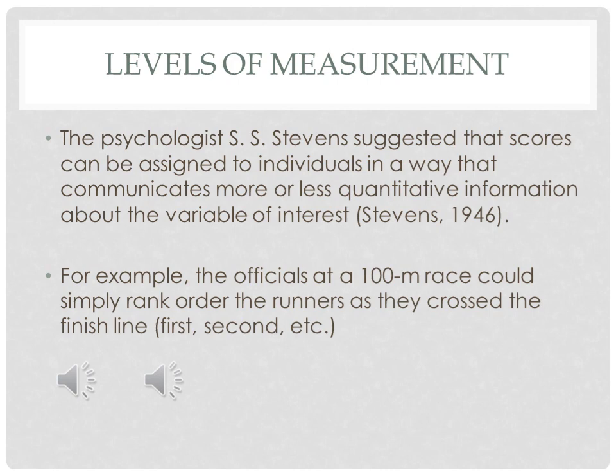And here we can see an example of how it can be done, how it can be assigned. For example, the officials at a 100-meter race could simply rank order the runners as they cross the finish line, like first, second, third, fourth, etc. But they'll be expecting some of the criteria to be measured.